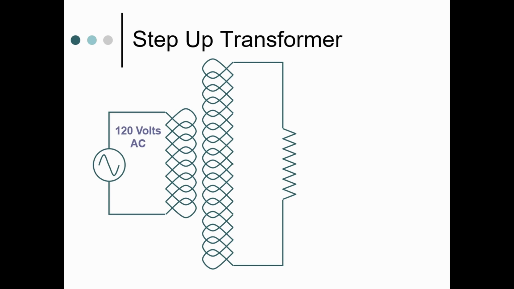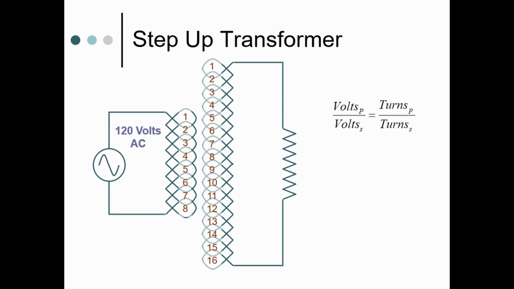Let's apply 120 volts AC to the primary of this transformer. There are 8 coils in the primary and 16 in the secondary. There is an equation that applies to this situation. Voltage in the primary is proportional to the coils or turns in the primary, and the voltage in the secondary is proportional to the coils or turns in the secondary. Just remember that the primary and secondary variables line up above and below the numerator line.